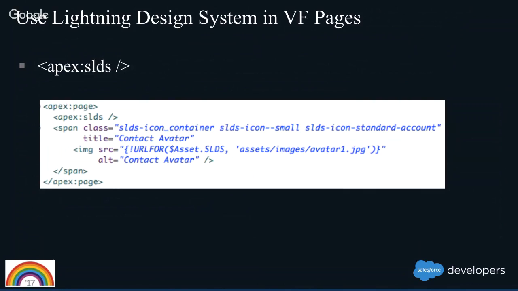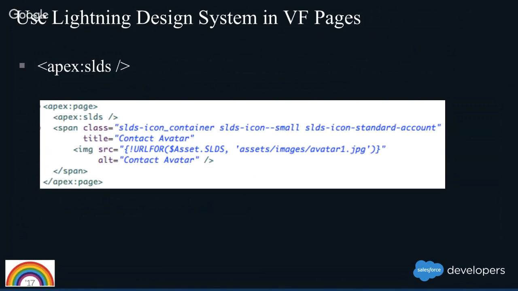The way that you had to do that before was you had to get a static resource, upload the Lightning design system, and then reference it inside of your code. Now it's been abstracted away into a standard Visualforce component. You see there, the Apex SLDS. The benefit of that is that you don't have to worry about changing out versions if they change or anything like that.